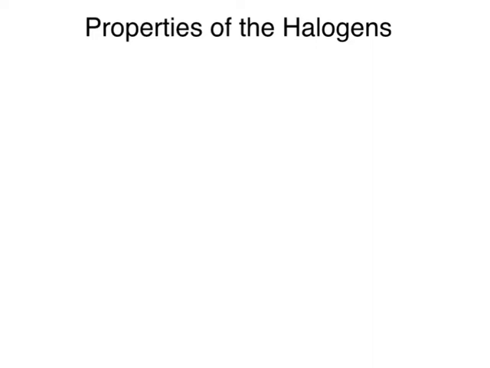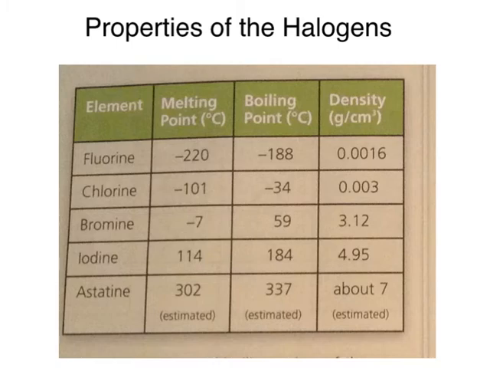Okay, so we're going to have a look at the properties of the halogens. Now we're going to have a look at the table. Now this is in your revision guide, so you can refer to this whenever you like. We've already talked about the appearance of all of these, but we can see that the melting point increases as you go down. We've got the boiling point also going up as well.